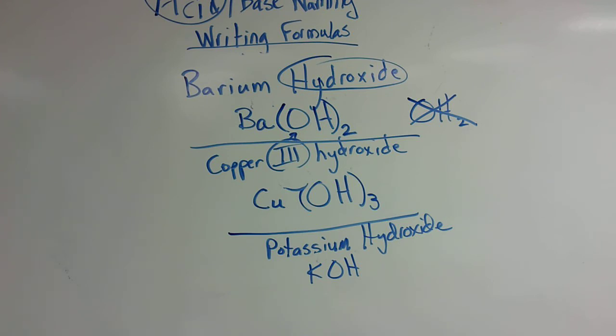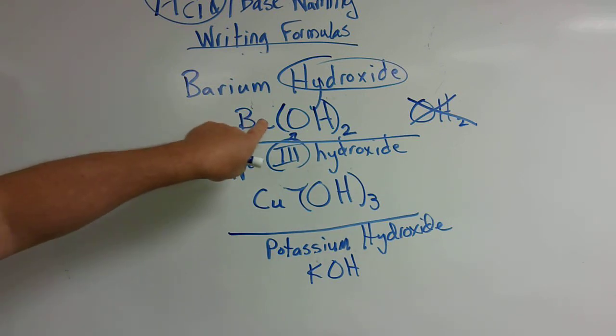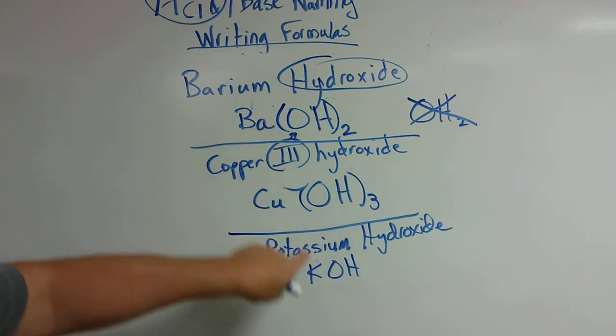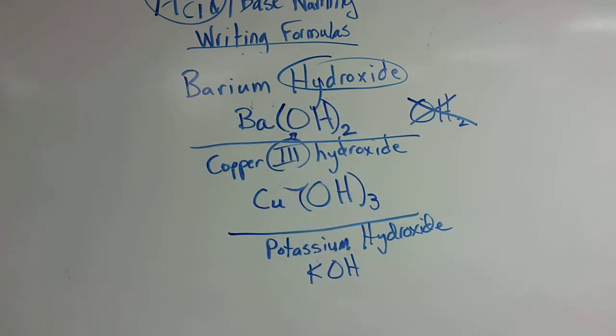So that is how you're going to write this type of formula for bases. Basically, they're all set up the same way. And you'll also notice I never put a number here because the charge on my hydroxide is always a -1.